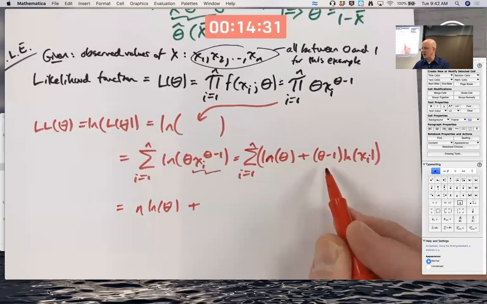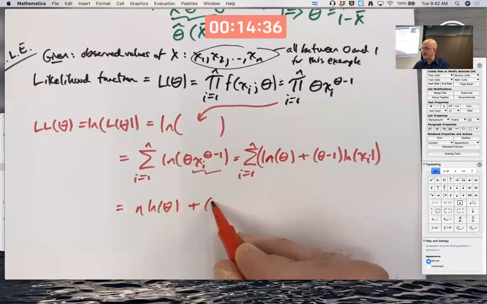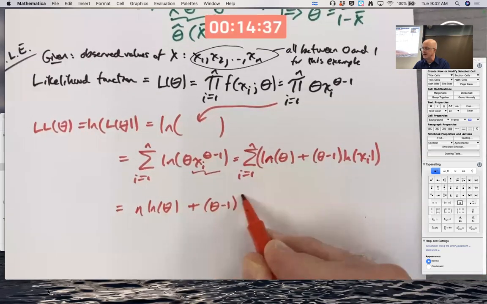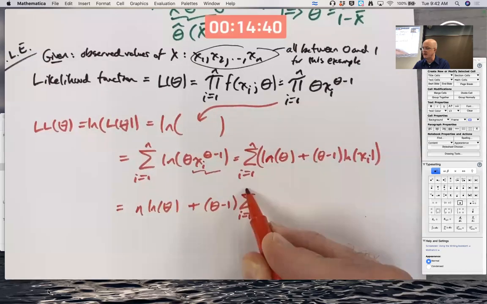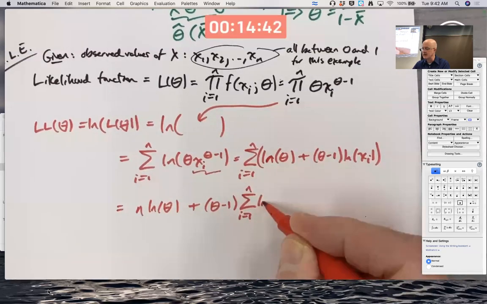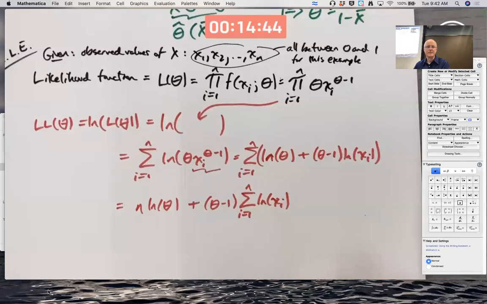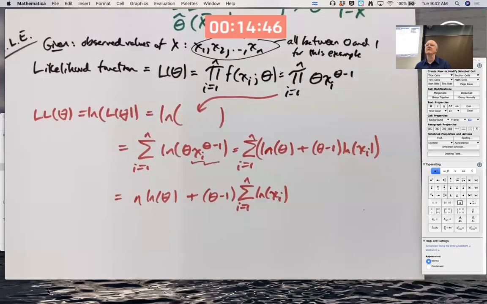With the second term, the theta minus 1 doesn't involve an i. That can be factored out: theta minus 1 times the summation. I still need the summation there for the natural log of the x_i's though. So there's the log likelihood function. If I can find the value of theta that maximizes the log likelihood function, that's the same value of theta that's going to maximize the likelihood function. But it's much easier to differentiate this.